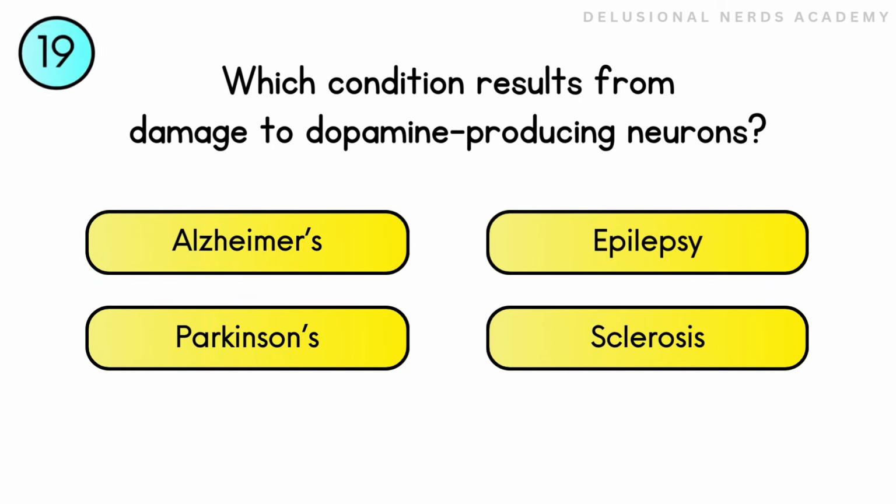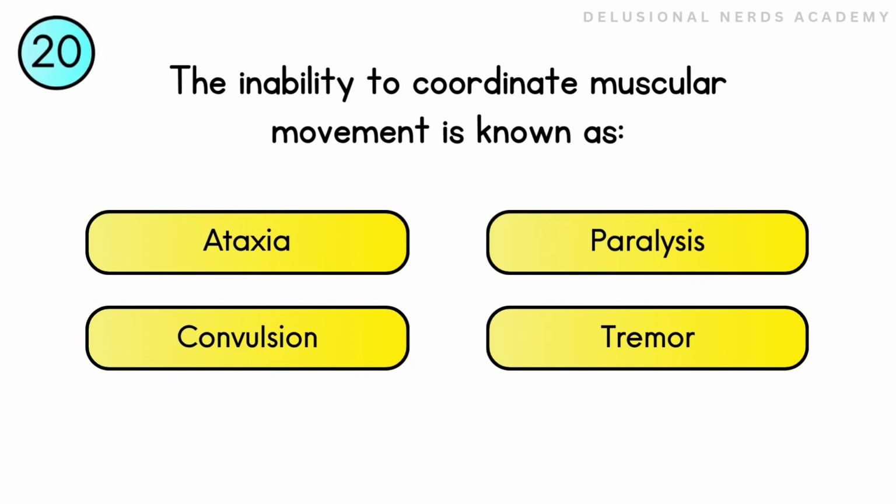Which condition results from damage to dopamine-producing neurons? Parkinson's disease is linked to loss of dopamine neurons. The inability to coordinate muscular movement is known as... Ataxia occurs when coordination centers are affected.